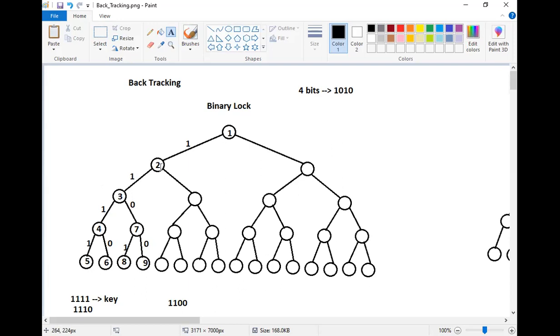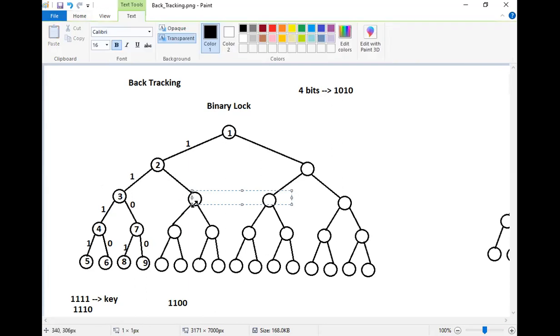Correct? Now at 2, is there any other possibility I can go downwards? Yes, there is a possibility, that is on its right-hand side. Right? So here the next number I can assign is, say, 10. Right? And what will be the edge value here? 0.